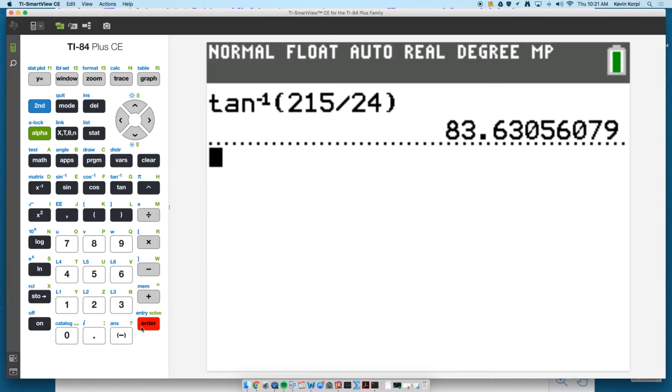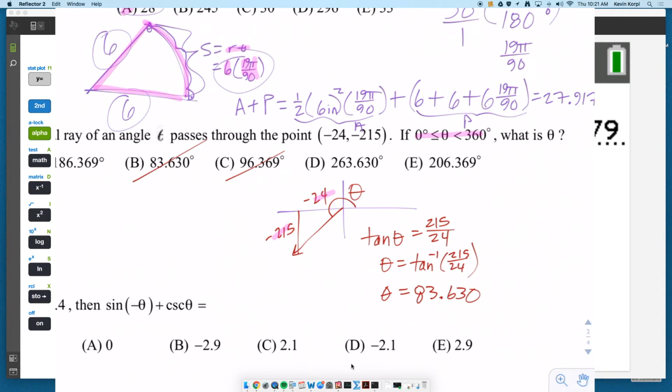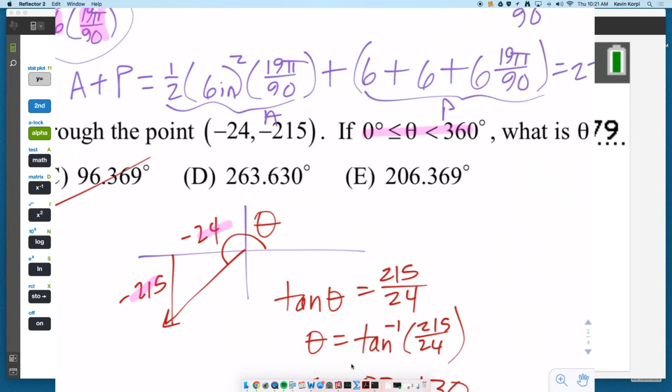No, but it is an answer choice, right? And again, if you put that as an answer choice, you are not doing what? You're not thinking. Because 83.630 is in quadrant what? Not 3. Quadrant 1, which makes sense. I just told the calculator, hey, calculator, give me an angle whose tangent is a positive ratio. It knows tangent's positive in quadrant 1, and that's the easier one to find. So the calculator's kind of lazy.